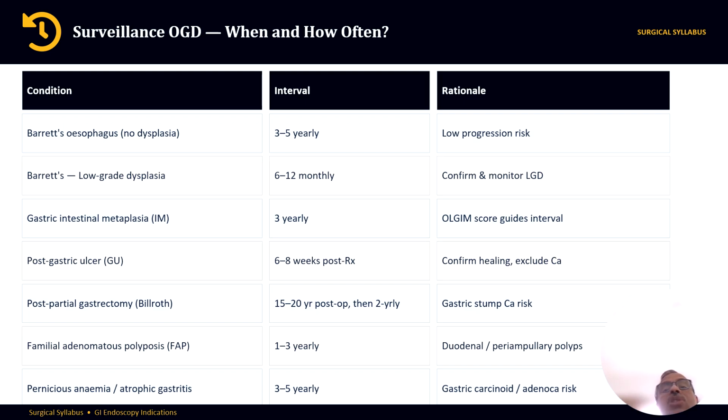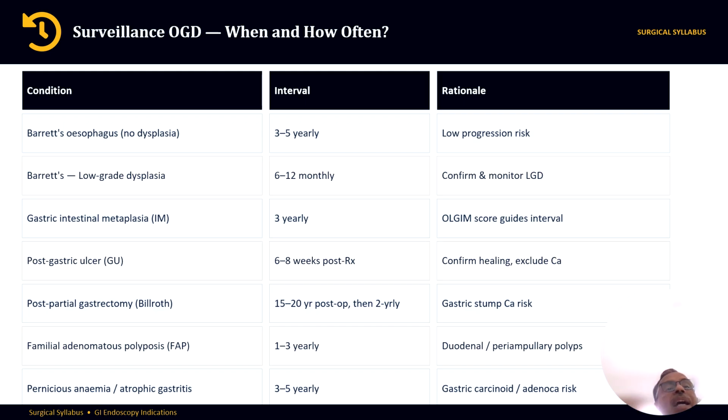Then we can also do a surveillance OGDS. How often and when to do it? In a Barrett's esophagus with no dysplastic features, the interval of surveillance OGDS is 3 to 5 yearly. Every 3 to 5 years, you can do a surveillance OGDS, rationally, because there is a low progression risk in such a case.